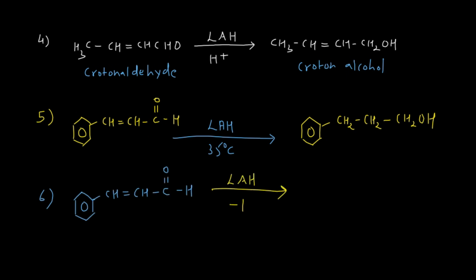If you do this reaction at minus 10 degrees centigrade, then your double bond will remain intact in the product as well. That means this double bond cannot be reduced by lithium aluminium hydride if the temperature of the reaction is very low. Very important rule. Right, I'll write the reaction at 35 degrees centigrade, where you are also reducing this particular double bond to the alkane part.